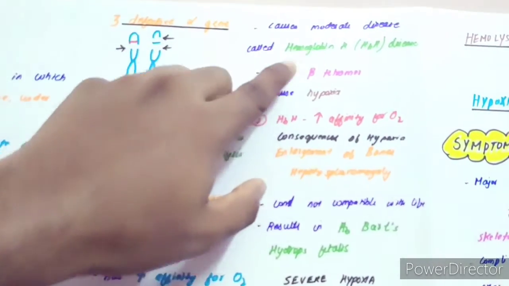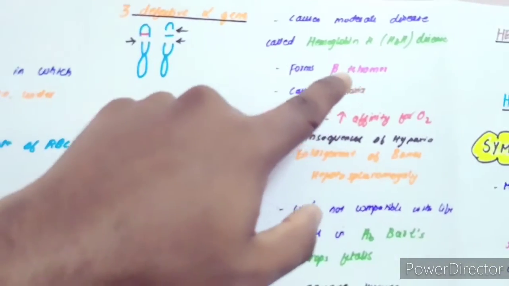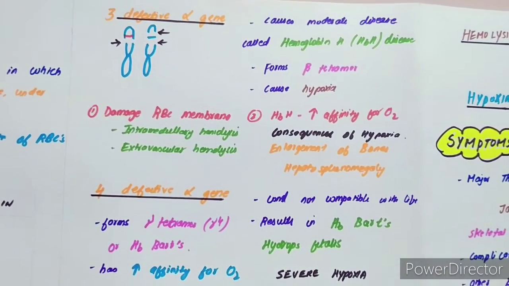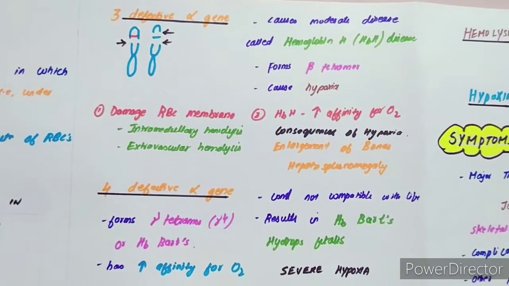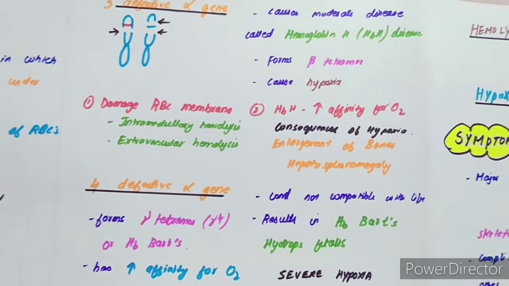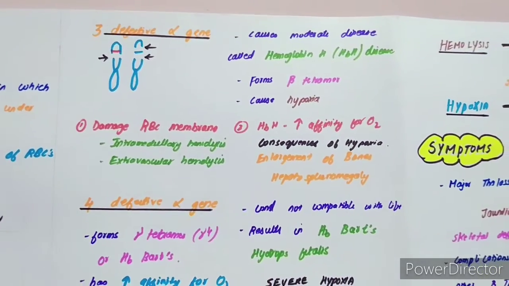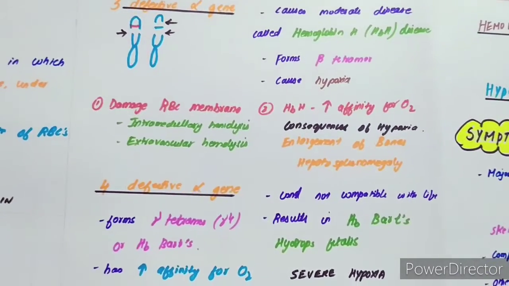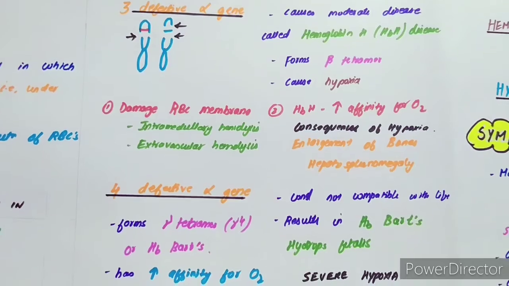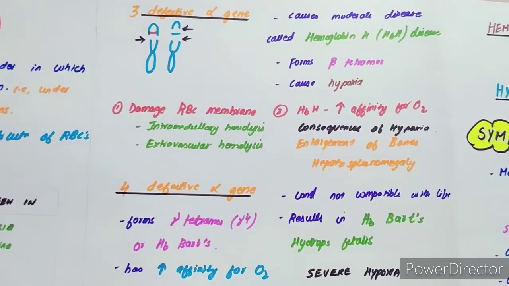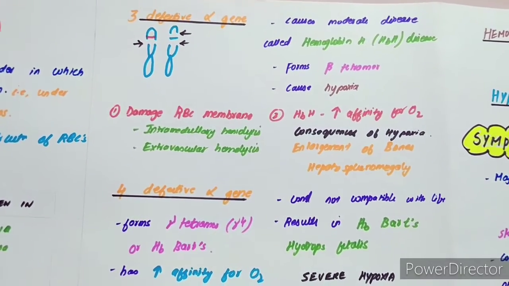And third, 3 defective genes, which cause moderate disease called hemoglobin H disease, or HbH disease. When alpha chains are not synthesized in enough amount, there will be accumulation and formation of beta tetramers, which causes hypoxia. This hypoxia can happen in 2 ways. One is damage to the RBC membrane, which leads to intramedullary hemolysis or extravascular hemolysis. Or HbH, which has high affinity for oxygen, does not release oxygen, and thus causes hypoxia.